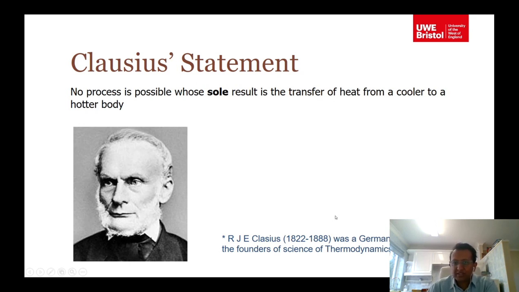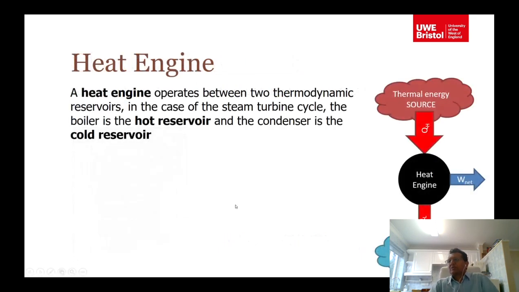Clausius was a German scientist, one of the founders of the first principles of thermodynamics. A heat engine operates between two thermal reservoirs, like earlier, a hot reservoir and a cold reservoir. Heat will transfer from the hot to the cold, and if you put something in between, that's an engine. That engine will draw some heat from the hot reservoir and reject some heat to the cold reservoir, and it will do some work as well.